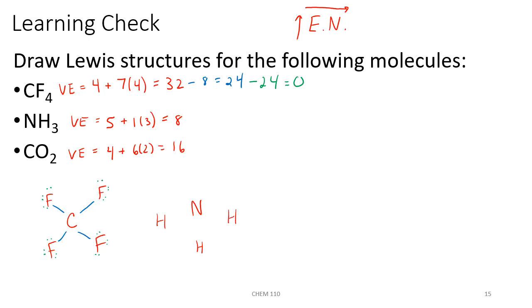The first step is to draw our skeleton and connect with single bonds. So we have to use 2 electrons here to make a single bond, 2 electrons here, and 2 electrons here. In making our skeleton, we used 6 electrons.